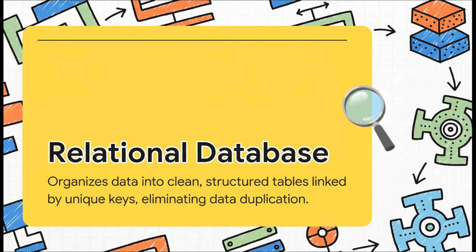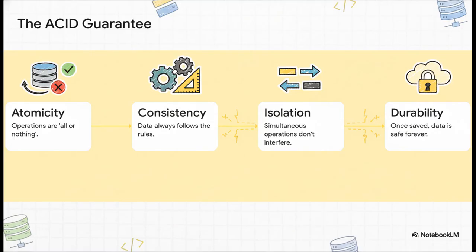Organize data into clean, structured tables, kind of like a spreadsheet on steroids. Each row has a unique ID, which lets you link everything together without repeating yourself. It's all about structure and integrity. But how can we really trust these databases with something super important like a bank transaction?